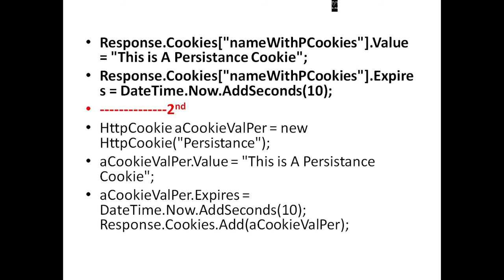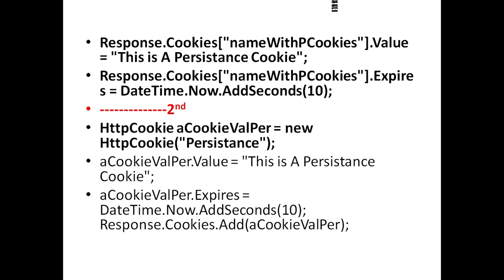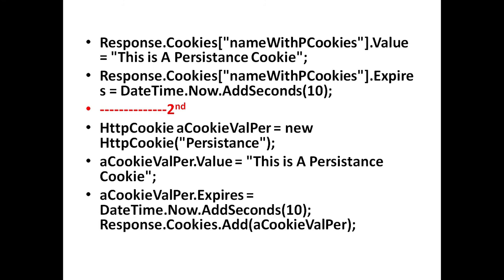Another method is with HTTP cookie. Here I have done this with HTTP cookie: a cookie name which is equal to new HTTP cookie persistence. That is, here I will create the object for this HTTP cookie and I will pass the persistent as a parameter. And a cookie value is defined. Next I will assign the cookie's value equal to the cookie values. And with the same object name, I will assign the expiry time for that cookie.